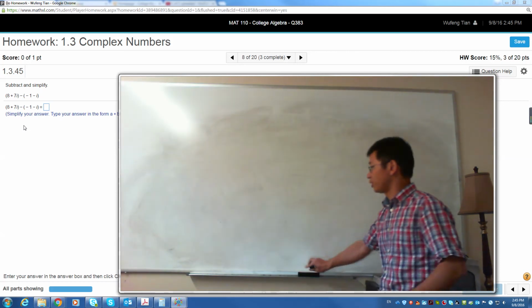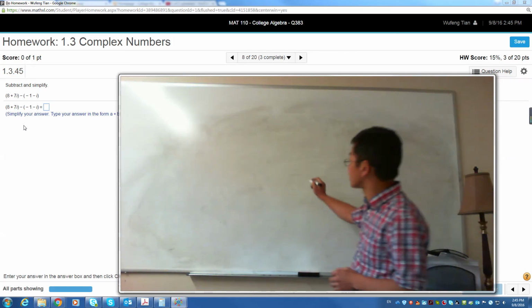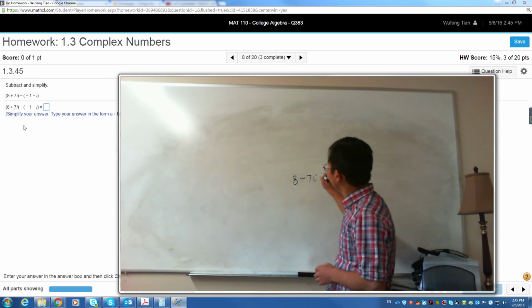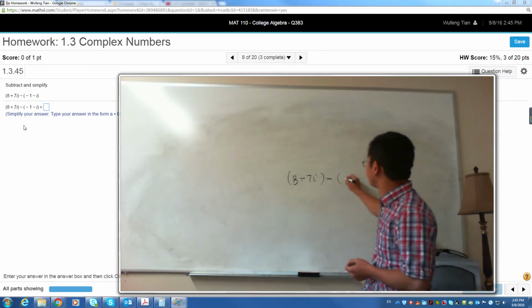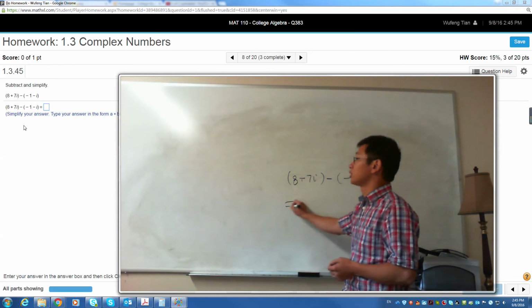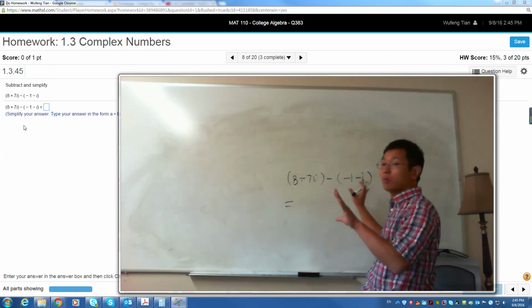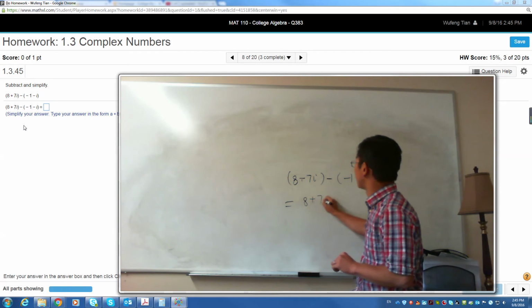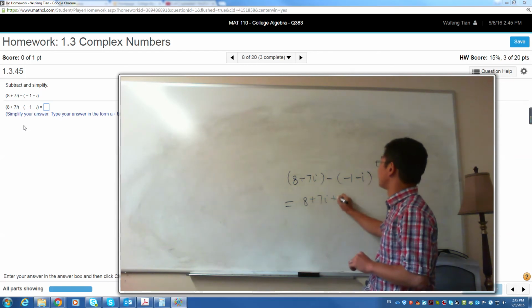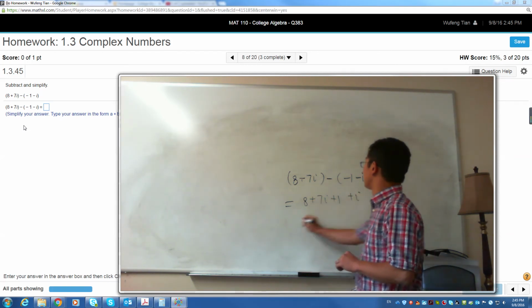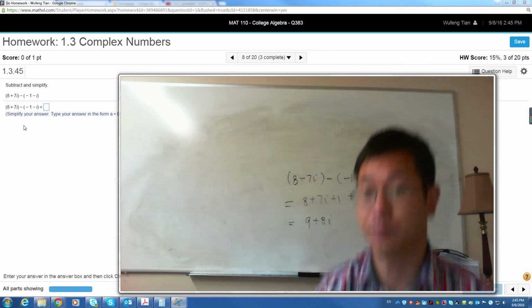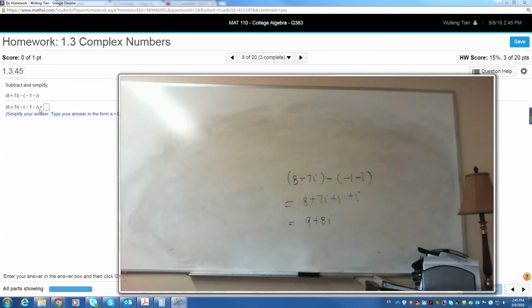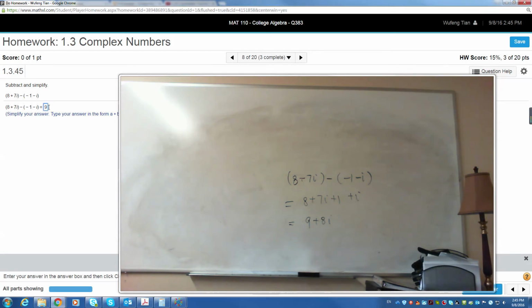Just regularly, you can treat the i as a variable. For example, 8 plus 7i minus negative 1 minus i. So you can just treat that as a normal variable. So it's 8 plus 7i minus 1, minus is plus, minus is plus i. You're going to have 8 plus 1 is 9 plus 8i. Combine like terms. 9 plus 8i.